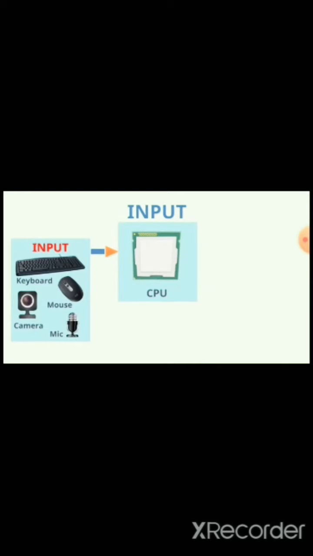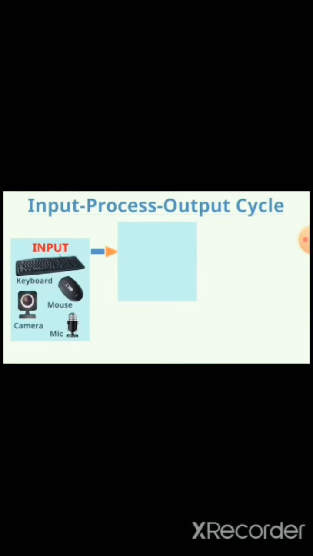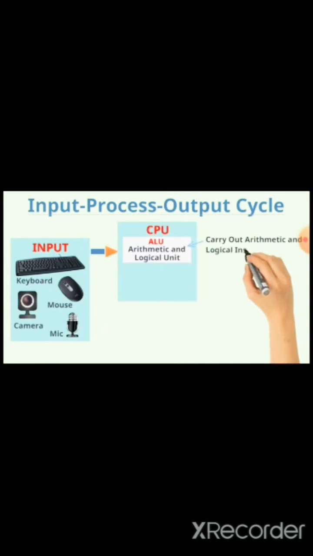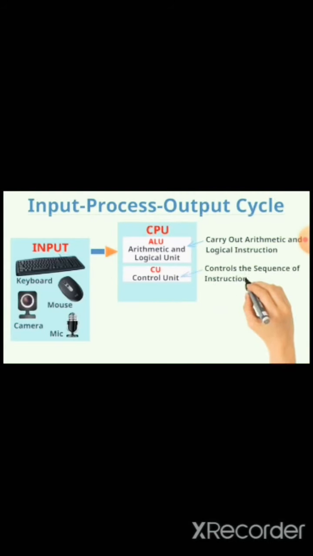As we know, there are some input devices, and this is the small chip called the CPU. The CPU consists of some very important components: the ALU, the arithmetic logical unit; the CU, the control unit; and some registers, which are a very important memory. The ALU carries out the arithmetic and logical instructions. The CU controls the sequence of instructions, and registers store the values.